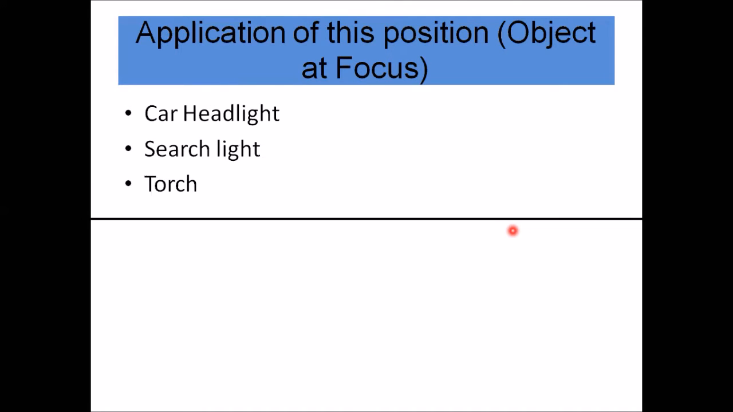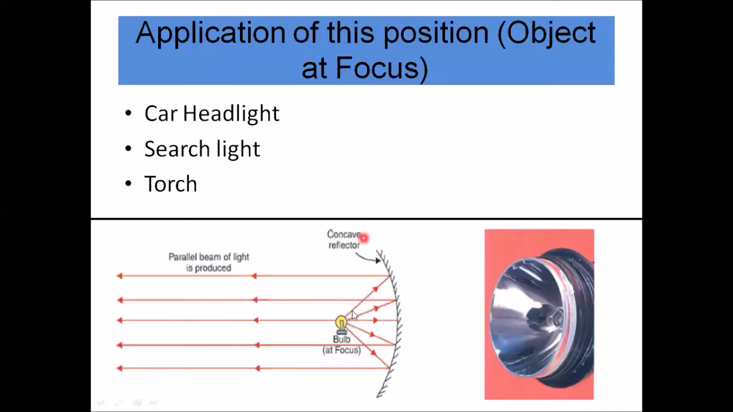What are the applications of this position? We can see the uses of this position in car headlights, searchlights and torches. This diagram will help explain. This is the concave mirror which is present inside the car headlight, searchlight and torches. You can see this kind of mirror is there. This is the concave mirror.